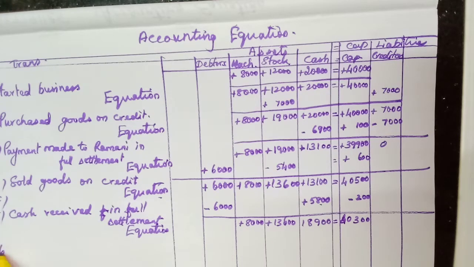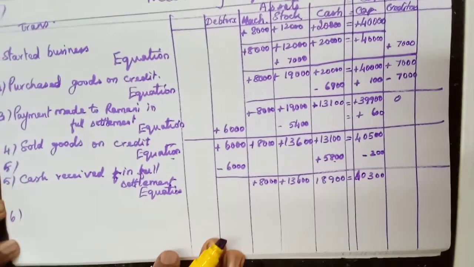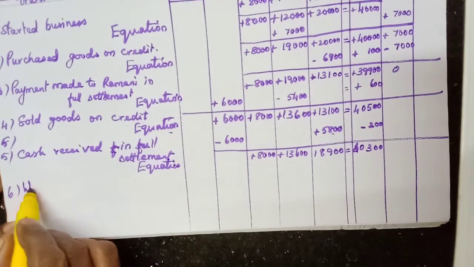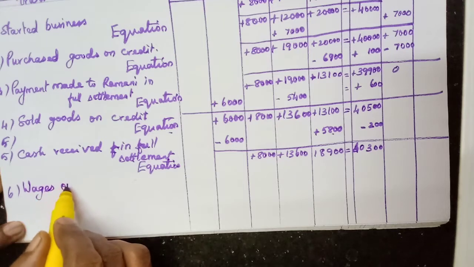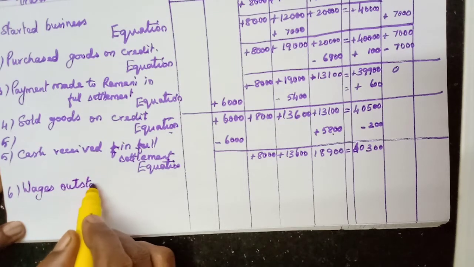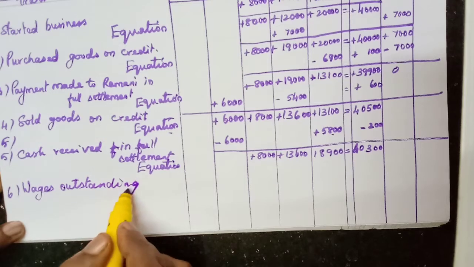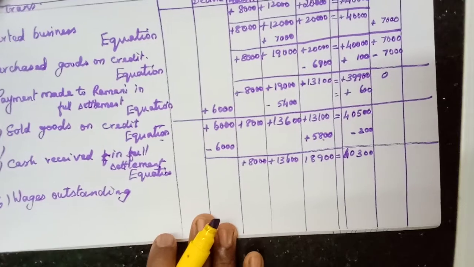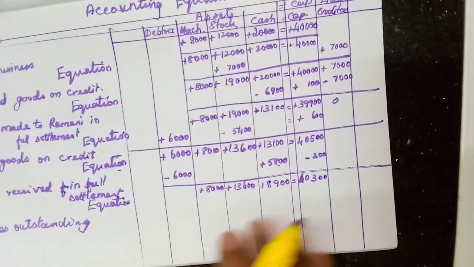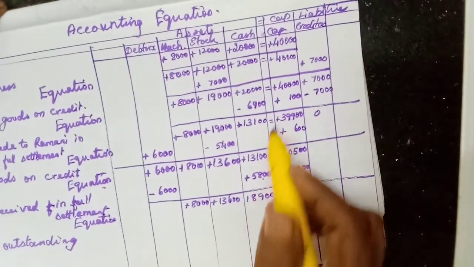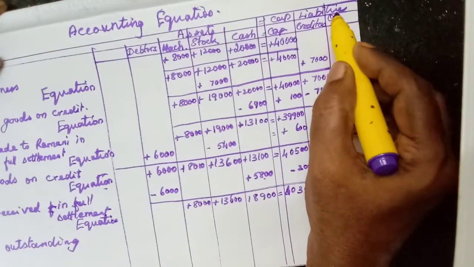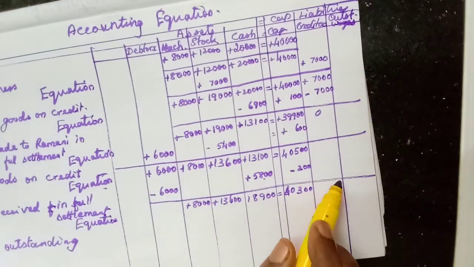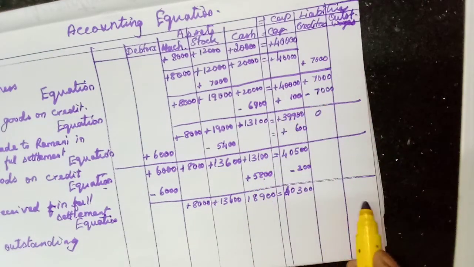Now the next transaction. What is the next transaction? Wages outstanding. I told you wages outstanding is a liability, isn't it? So we have to write that on the liability side. Outstanding wages, or outstanding expenses in common, you can write. Here there is only one item, so we are writing outstanding wages.